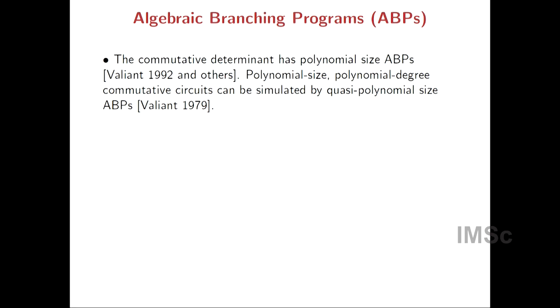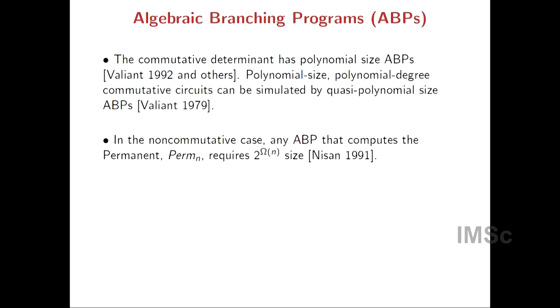So this is something that I told you, that the determinant, the commutative world has efficient algorithms. In particular, it even has polynomial size algebraic branching programs, as shown by Valiant in 1992, and later Mahajan and Vinay gave a beautiful algebraic branching program for the determinant. It turns out that the determinant is typical of polynomial size, polynomial degree commutative circuits. That's like the polynomial time analog in the commutative arithmetic world, because they can all be simulated by quasi-polynomial size, n to the log n size algebraic branching programs. Okay. So the determinant is not just interesting because it's ubiquitous everywhere. It's also a complete problem for the class of easily solvable problems in the commutative arithmetic circuit world.